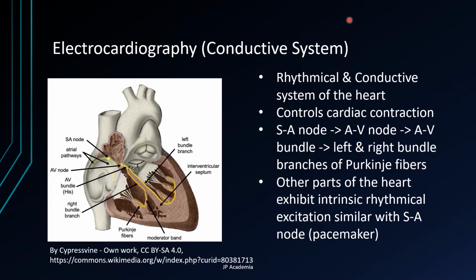Other parts of the heart exhibit intrinsic rhythmical excitation, similar to the SA node. The SA node, however, normally controls the beat of the heart because its rate of rhythmical discharge is faster than any other parts of the heart. That's why it is said to be virtually the pacemaker of a normal heart.